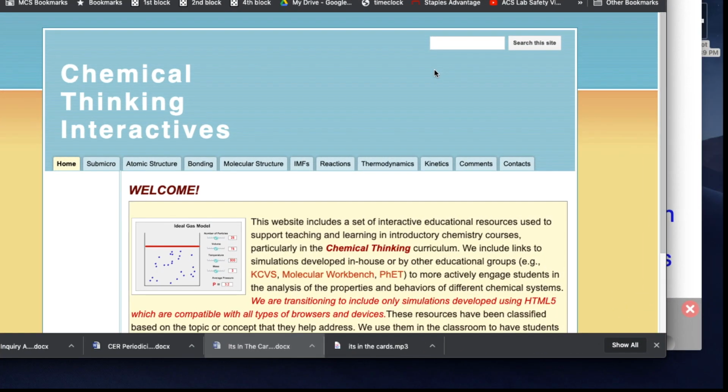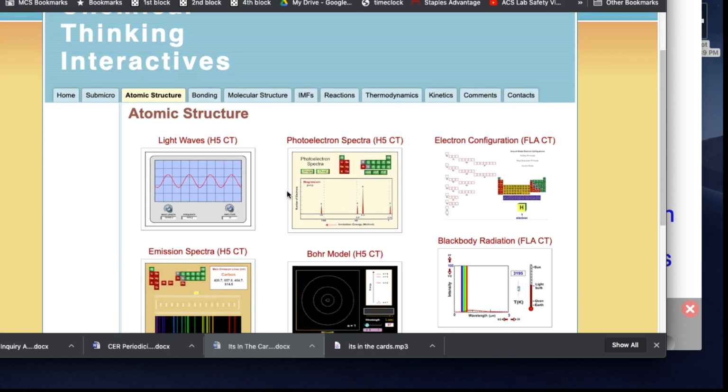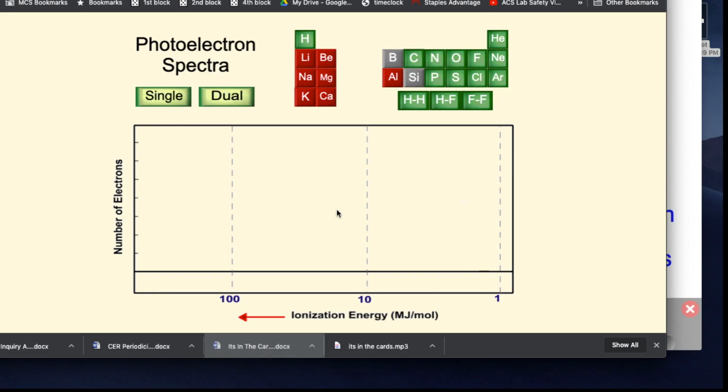Also on Canvas is a link to this website. For now, I'm going to pick atomic structure, and I'm going to pick this thing right here called photoelectron spectra. Photoelectron spectroscopy, for those of you who have not heard that before, is basically we shine X-rays at elements and we knock off all the electrons. The x-axis is the amount of energy it takes to knock loose the electrons. The height of the peak tells you how many electrons are there. And this is how we measure and know that there's 2 electrons in the 1s and 2 electrons in the 2s and 2 electrons in the 2p.